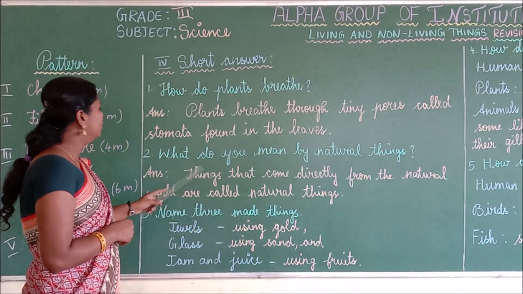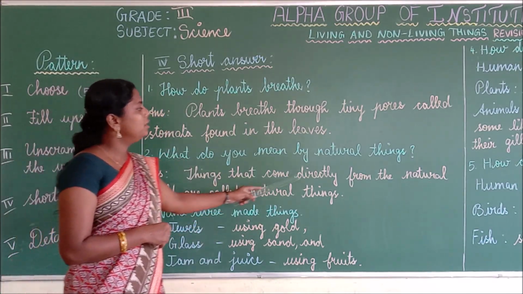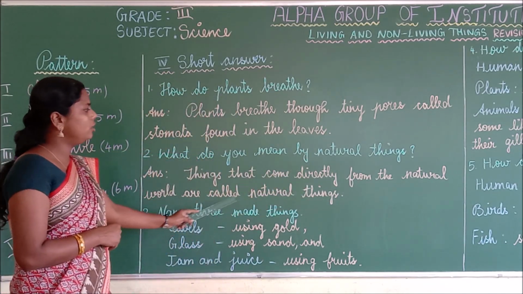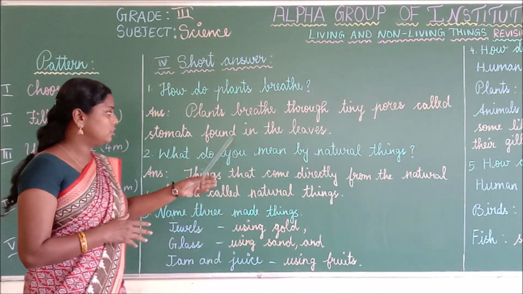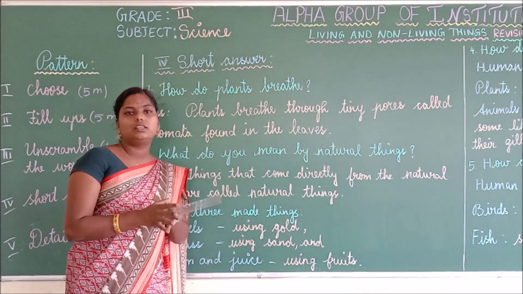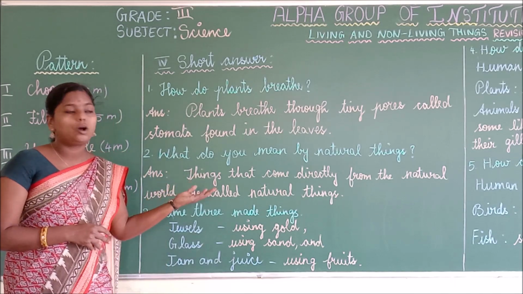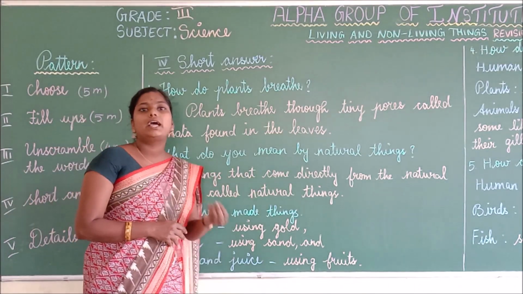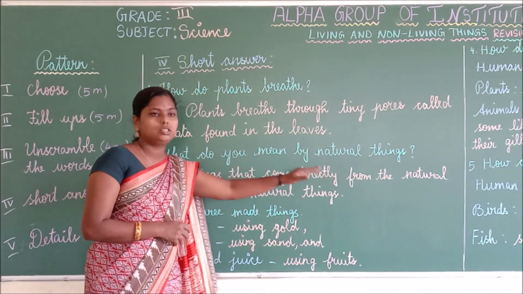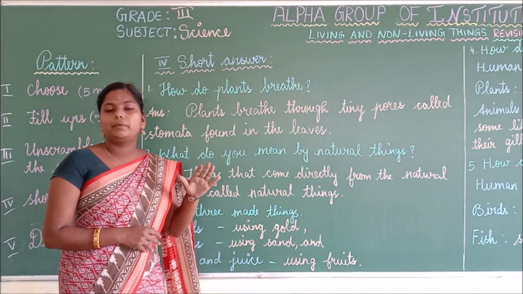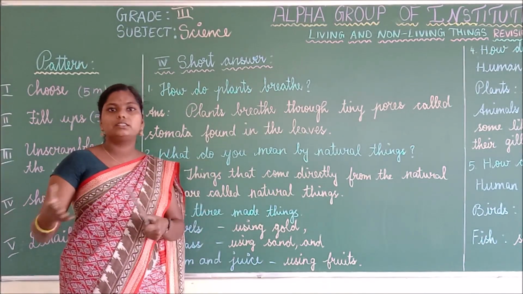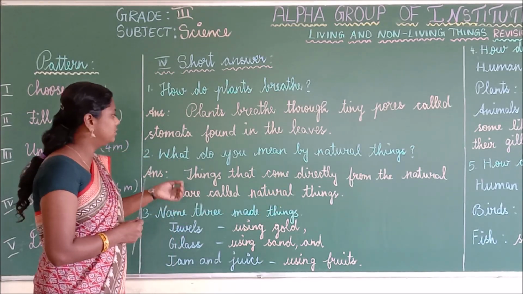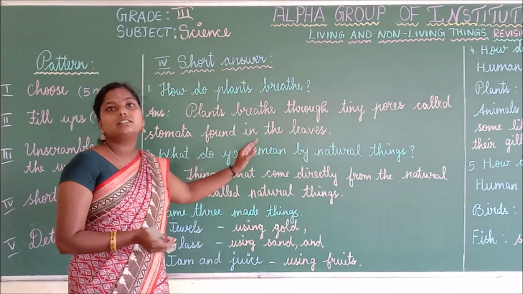Shall we know it now? Things that come directly from the natural world are called natural things. So they are asking you why it is called a natural thing. Things that come directly from the natural world, that is, not made by human beings. We made these chairs, desks, tables, everything. So these are not natural things. These are man-made things.